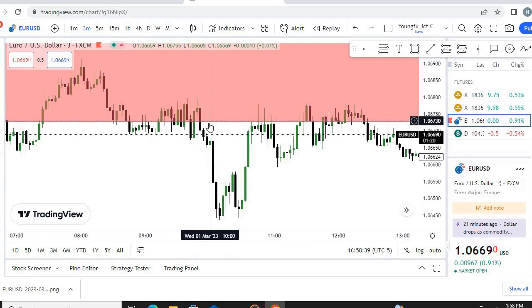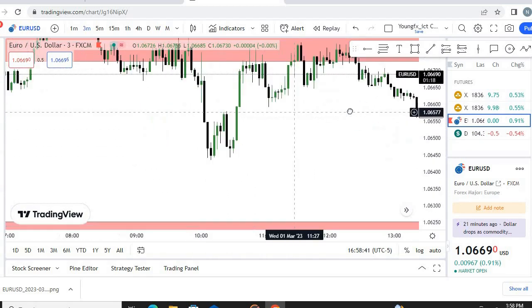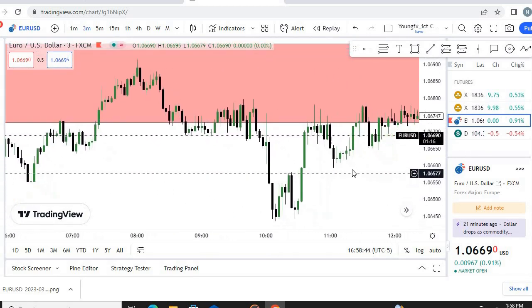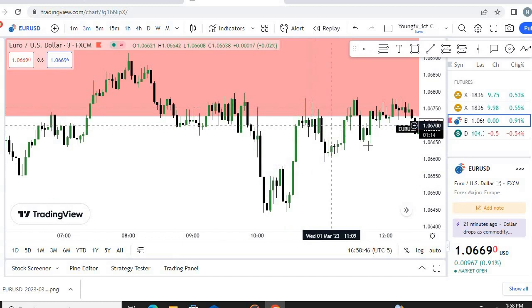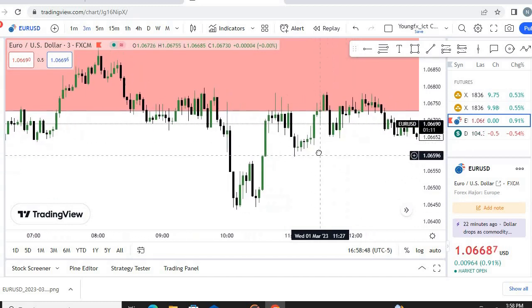But remember, it can also be filled again. ICT says so. It can also be filled, so they can redeliver today and drop. Most traders will be afraid.